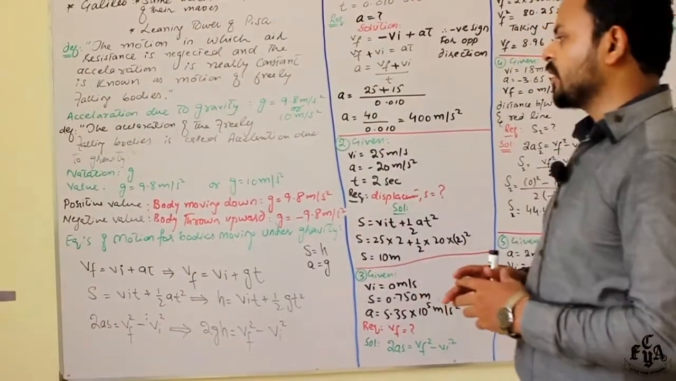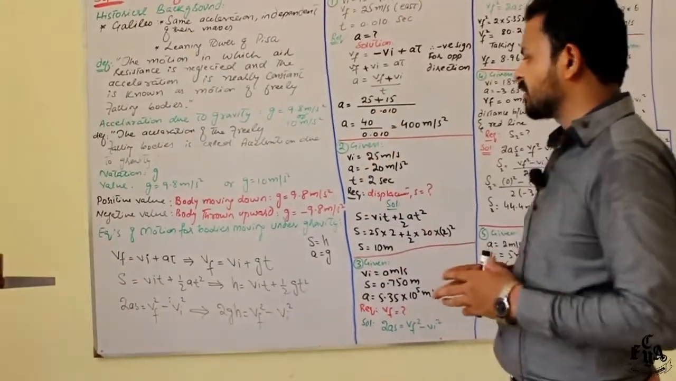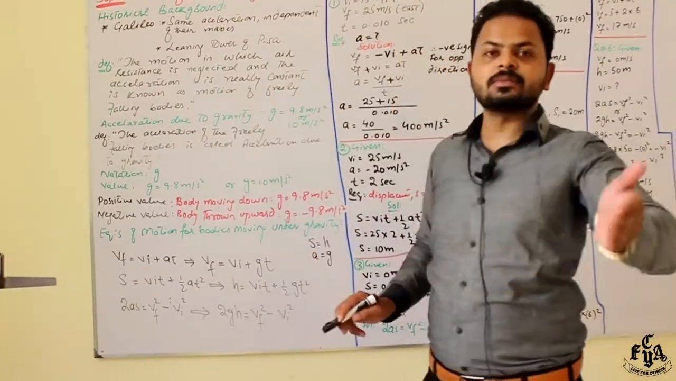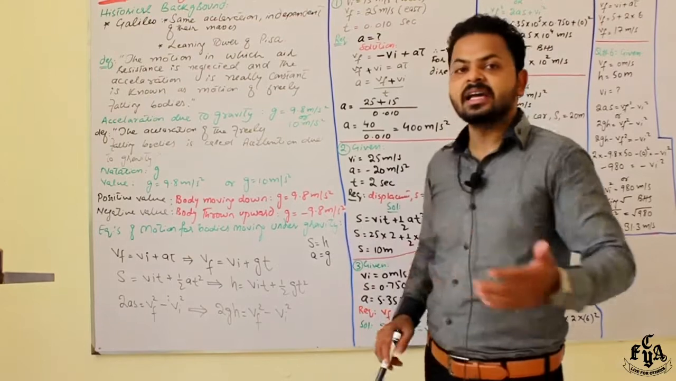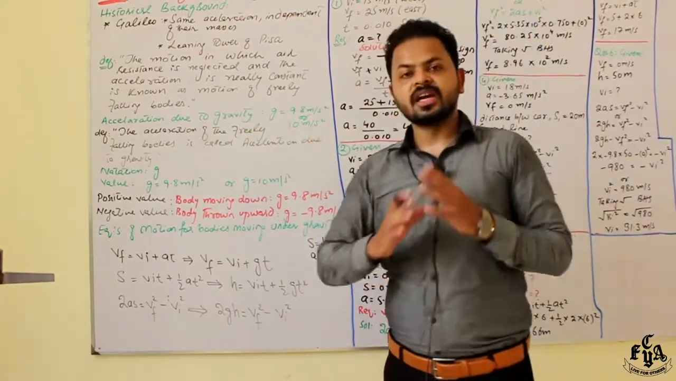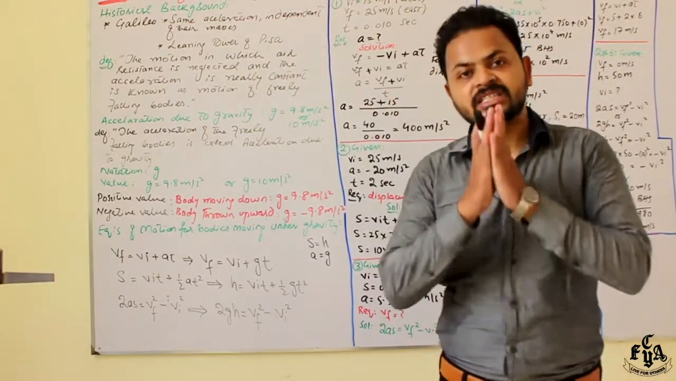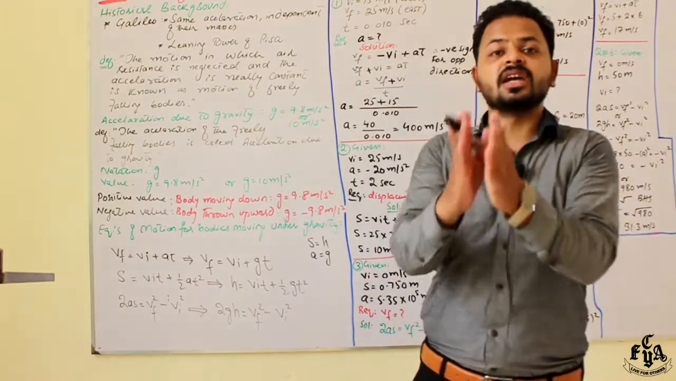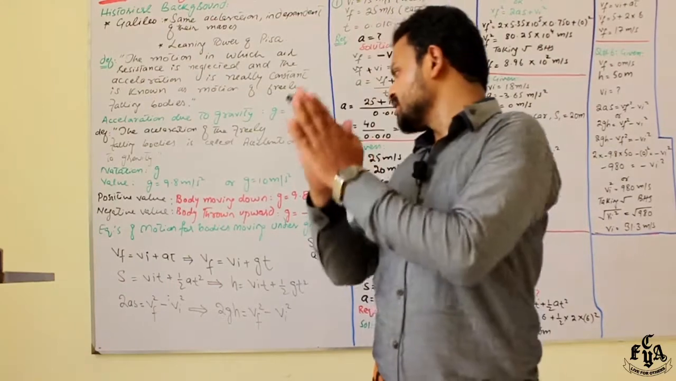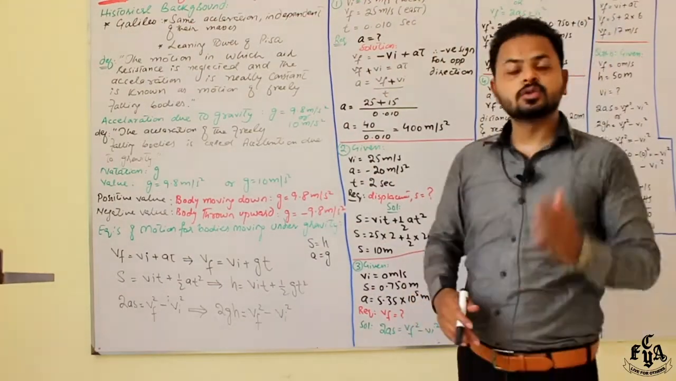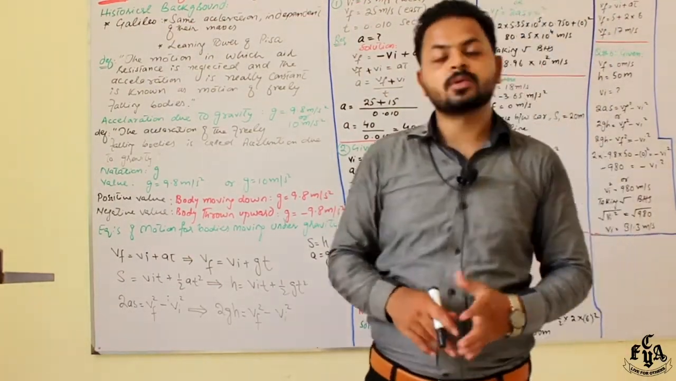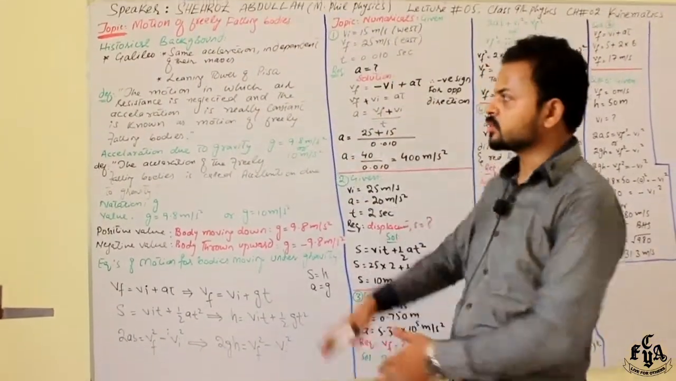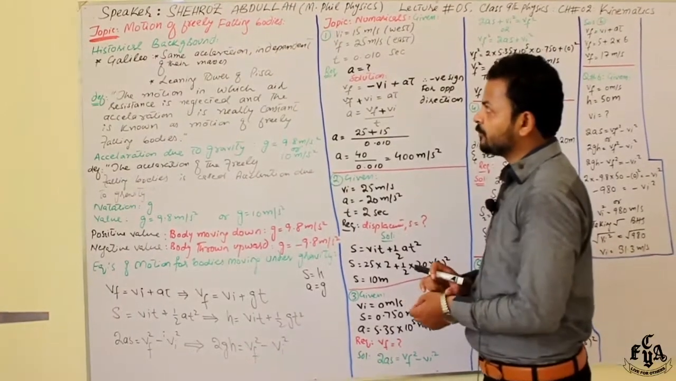Okay, equations of motion for bodies under gravity: s is replaced by h while a is replaced by g. So Vf is equal to Vi plus at will turn to Vf is equal to Vi plus gt. S is equal to Vit plus half at square will turn to h is equal to Vit plus half gt square. And the third, 2as is equal to Vf square minus Vi square, will turn to 2gh is equal to Vf square minus Vi square, right? So this was all about motion of freely falling bodies.